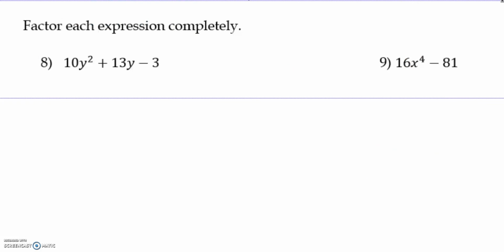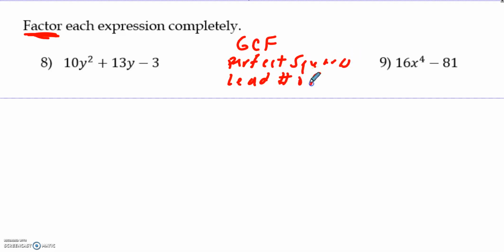So if I continue here with number 8, 8 and 9 both ask to factor each expression completely. Notice that neither of them are equations, they are just expressions, so I just need to factor. When I factor, you might remember the first thing I look for is the greatest common factor. The next thing I look for is perfect squares. Then I look to see if I have a lead number of 1, and if nothing else works, I have to split the middle term. And you can definitely get your factoring flow chart out if you'd like.